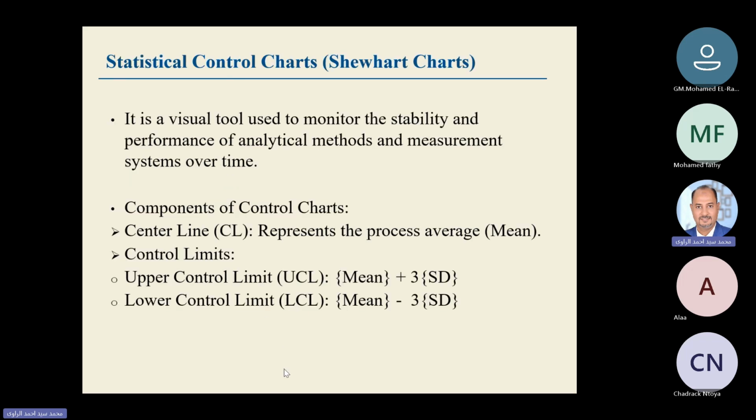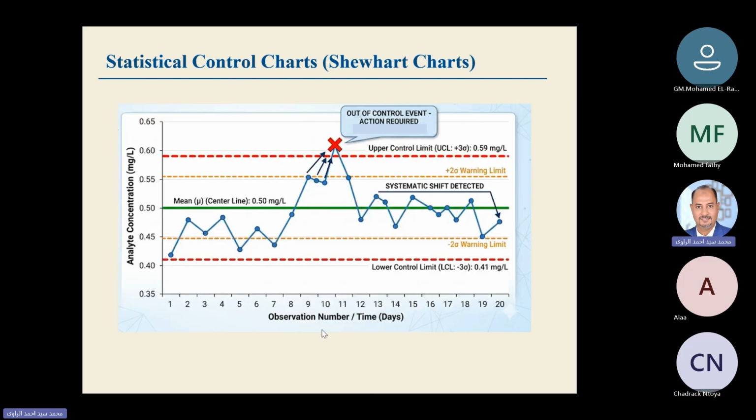Control chart is a very important tool we are using in our lab. It consists of 3 components. The central line represents the average or the mean value. Control limits, the upper control limit and lower control limit. As in this picture, this is the image of the control chart.